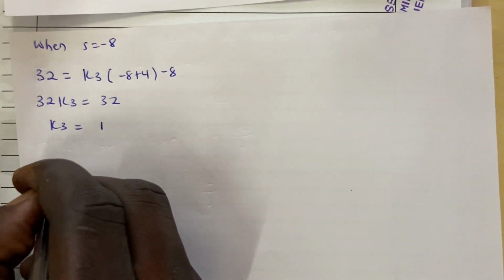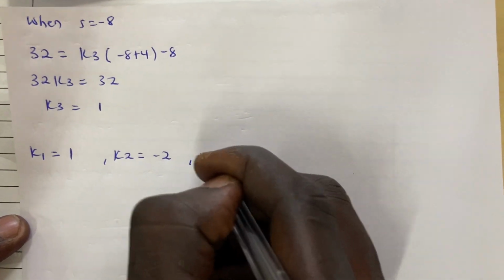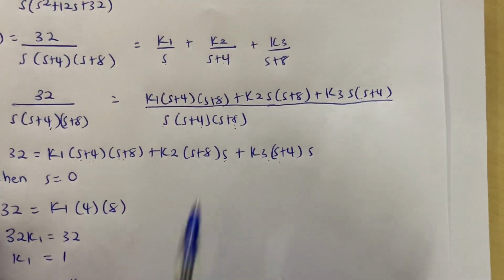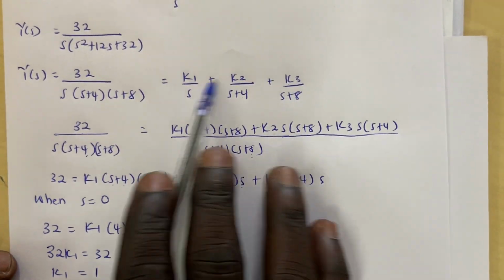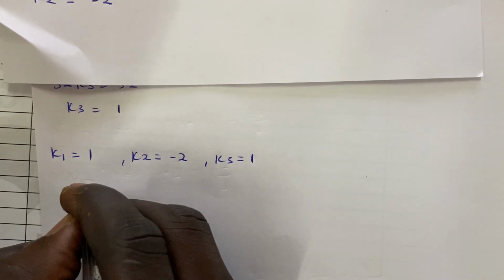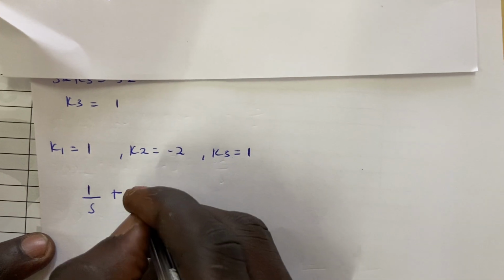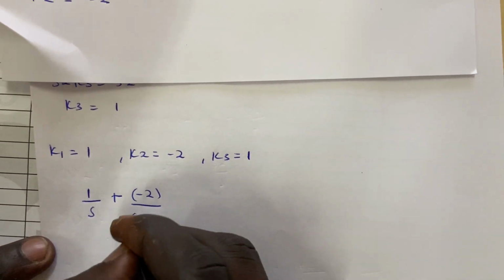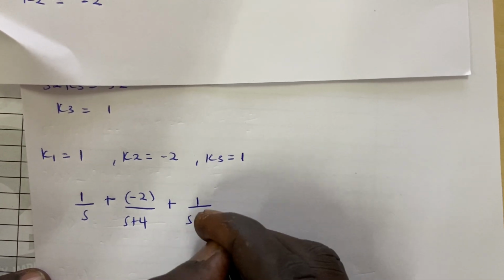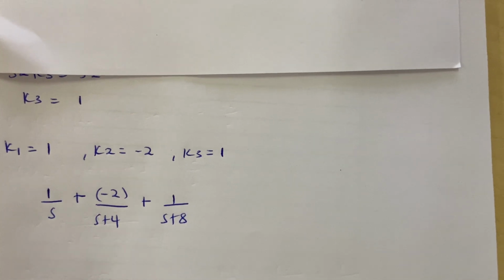So now we know that k1 is 1, k2 is -2, and k3 is equal to 1. Now we go back to our original equation, this form, and we insert it into this. So now we are going to get 1 over s, plus k2, which is -2 over s plus 4, plus k3, which is also 1, over s plus 8. And now we can change this form into the Laplace that we want.